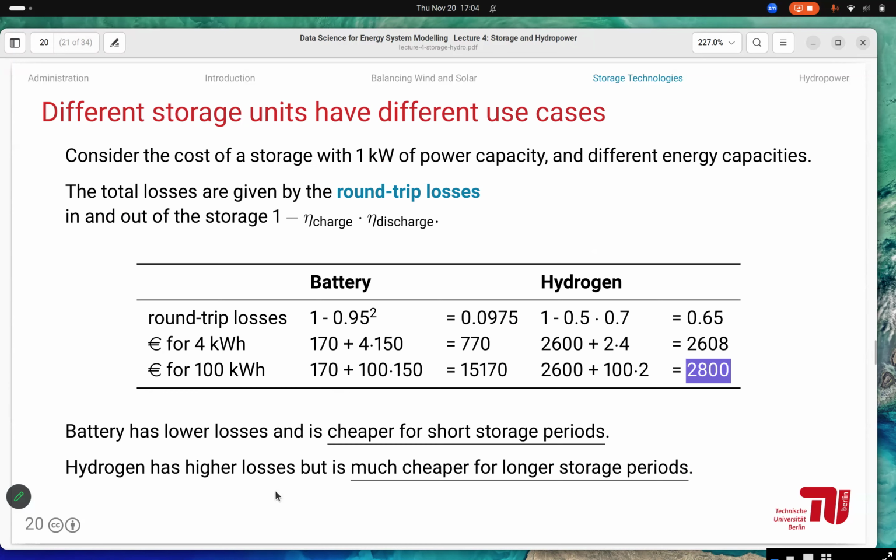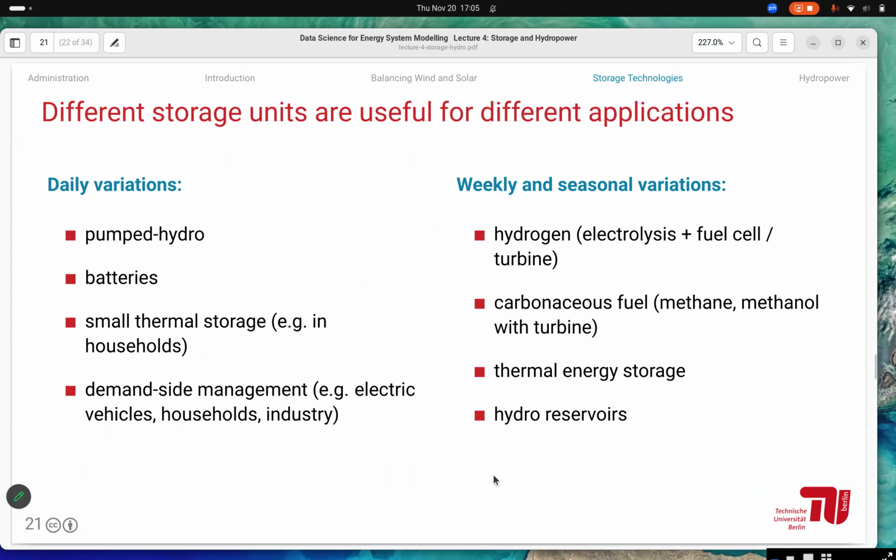So battery storage has lower losses, is mostly cheaper for short-term storage periods, and hydrogen or some form of chemical storage is exactly the opposite. You have high losses, but that's traded off against being able to store cheaper for longer periods, and both can be, or even a mix of them can be, cost effective depending on your balancing needs. If you have a strongly seasonal profile in your generation and relatively constant demand, then you need some form of long duration energy storage.